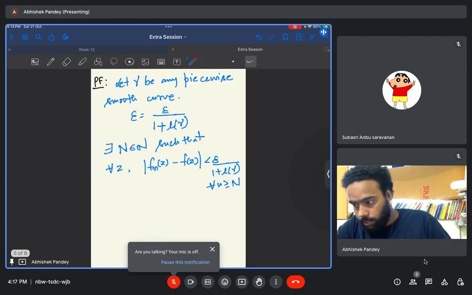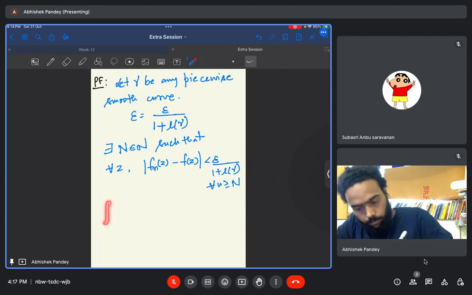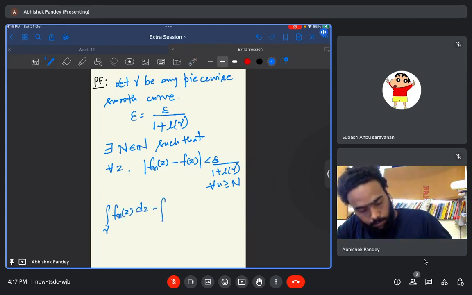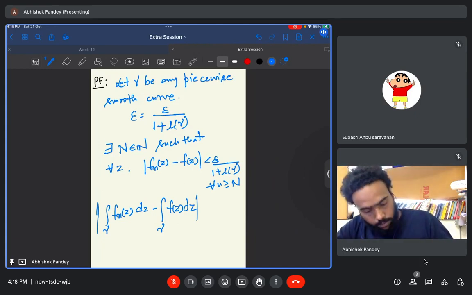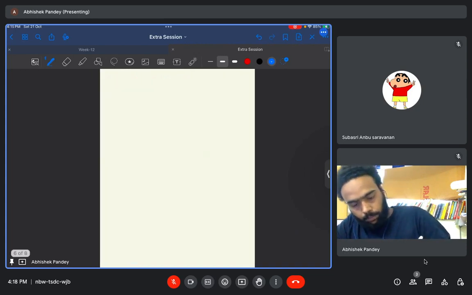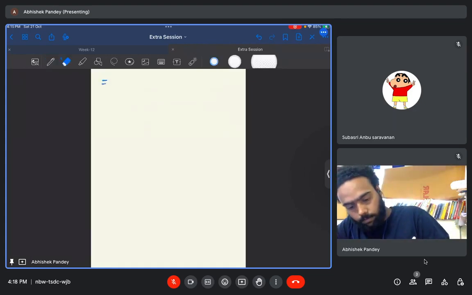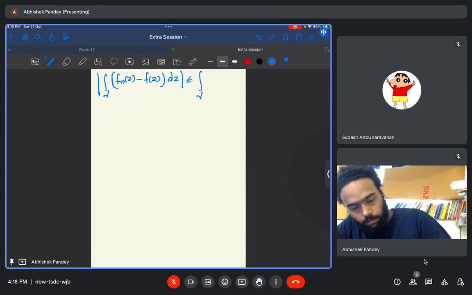So consider this. You take the integral over gamma of fn(z) minus the integral over gamma of f(z) dz. This can also be written as the integral over gamma of fn(z) minus f(z) dz. Now this is less than or equal to the integral over gamma of the modulus of fn(z) minus f(z) times mod dz.